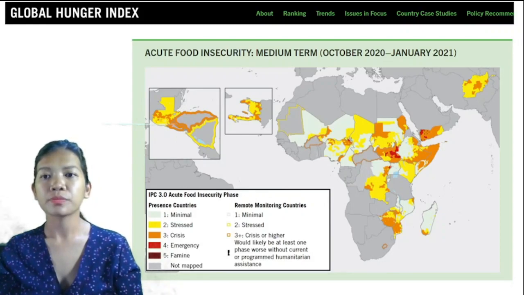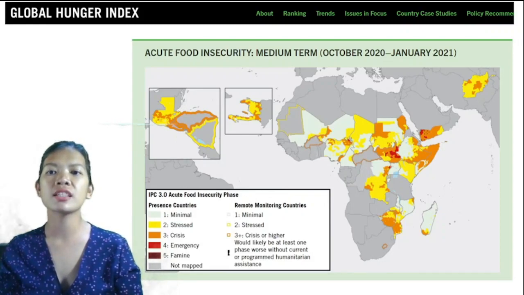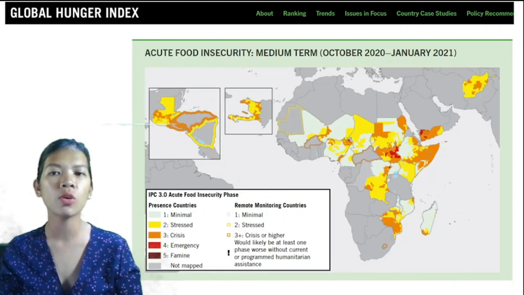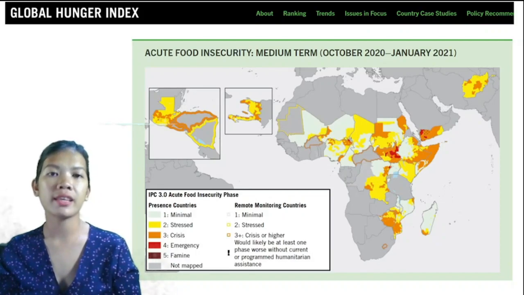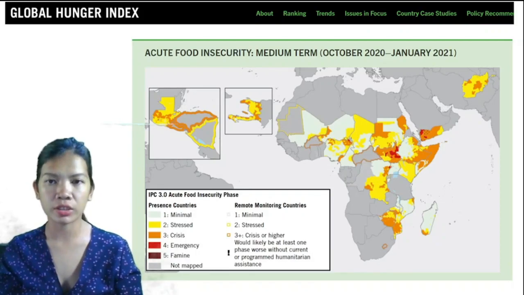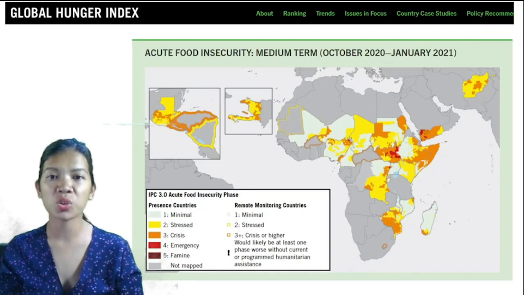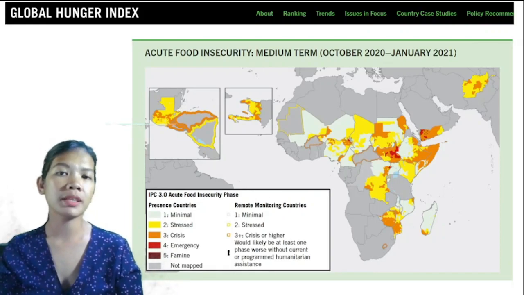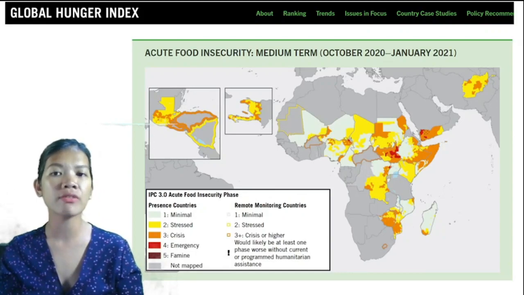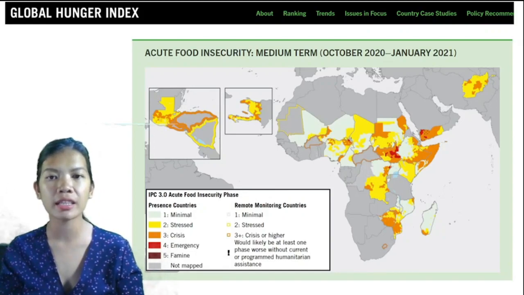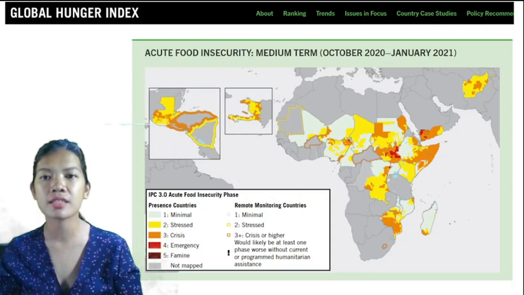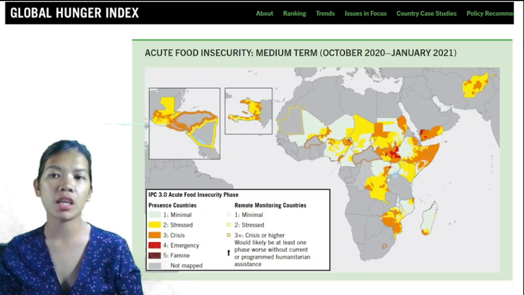So the world is not on track to achieve the second Sustainable Development Goal. So what was that goal? That is zero hunger, zero hunger for 2030. So at the current pace, approximately 37 countries will fail even to reach low hunger as defined by the Global Hunger Index by 2030.